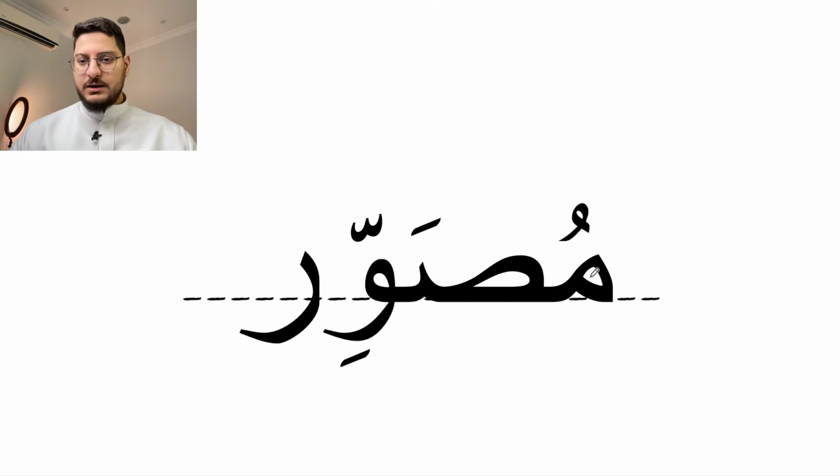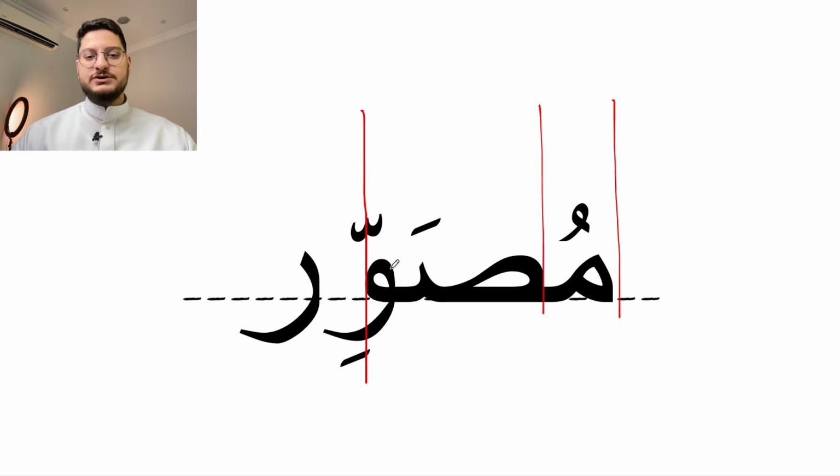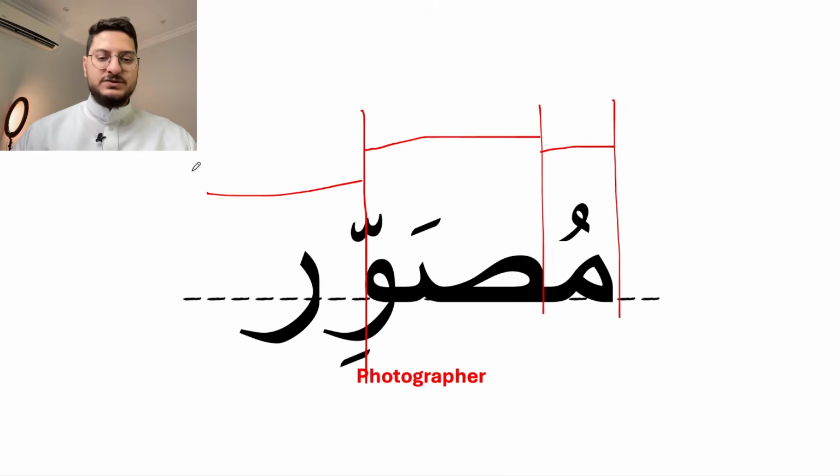Next one, I see three vowels, which means I have three syllables. This is the first one, the second one, and the third one starts right in the middle of the shadda. Alright, so we have to pronounce the wa twice. The first syllable is mu, and then saw. Don't forget to pronounce the wa, saw, and then wir, musawwir, which is a photographer.